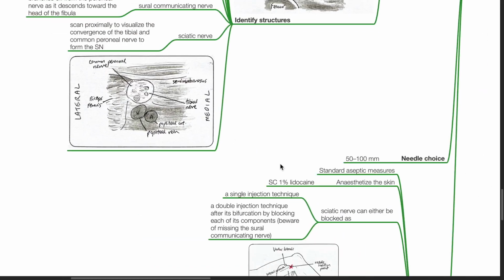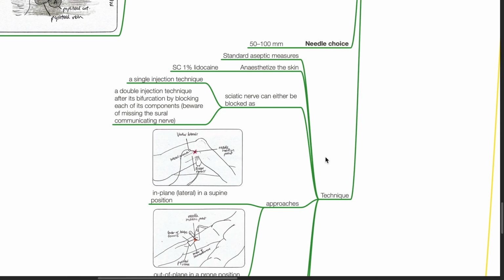Needle choice: 50 to 100 mm. Technique: use standard aseptic measures and anesthetize the skin with subcutaneous lidocaine. The sciatic nerve can either be blocked as a single injection technique or double injection technique after its bifurcation by blocking each of its components. Beware of missing the sural-communicating nerve.